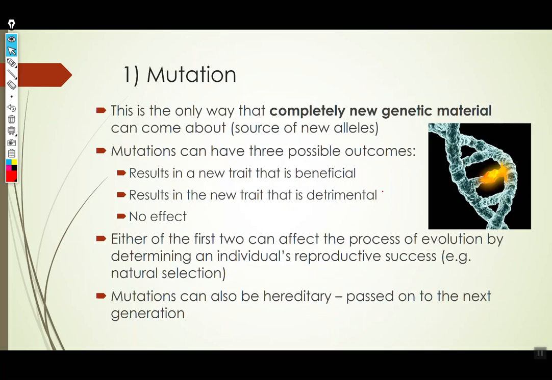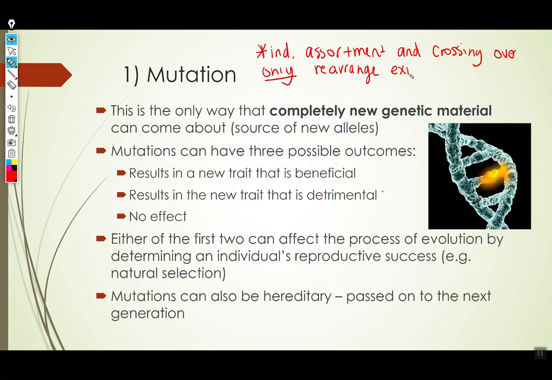Okay, mutation. So this is the only way that completely new genetic material can come about. So you might be wondering, well, what about independent assortment? Or what about crossing over? Doesn't that make new genetic material? No, it just rearranges existing genetic material. I'm going to write that down up here because it's important. So those two things don't actually create new genes or alleles, they just rearrange ones that are pre-existing.